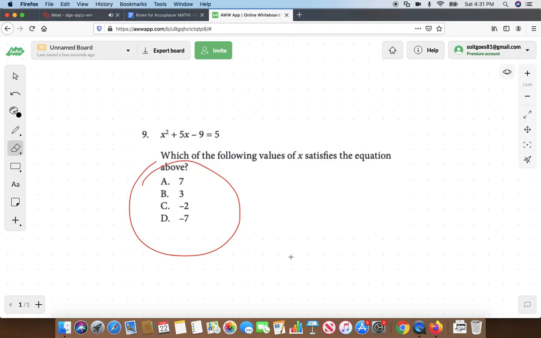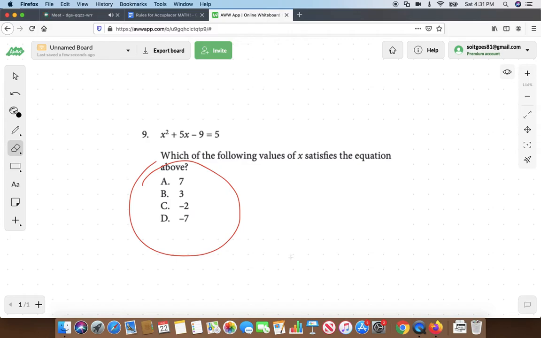Okay. Now we're going to plug in values here. But we don't have to come up with our own values, right? Because I know that x is either going to be 7 or 3 or -2 or -7. It can't be anything else. Does that make sense?